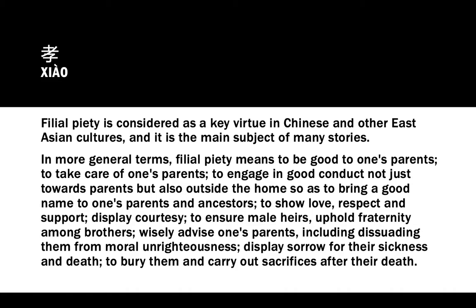Which means to honor the name of your family, to show love, respect, and support, to display courtesy, to ensure male heirs, uphold fraternity among brothers. Yeah, but this is like in ancient China, all right? Wisely advise one's parents, including dissuading them from moral unrighteousness, display sorrow for their sickness and death, to bury them and carry out sacrifices after their death. So you see, it's all relevant to the conduct towards your own parents and your ancestors.